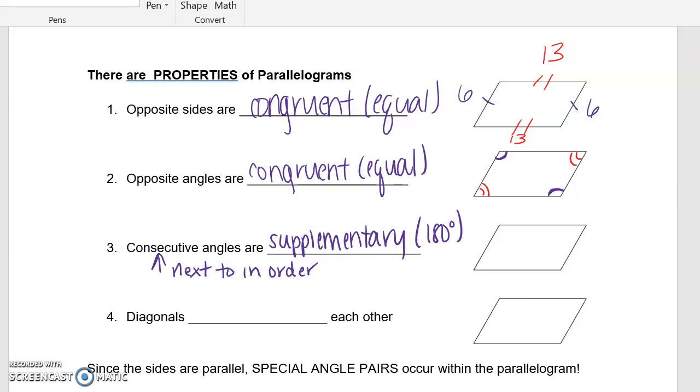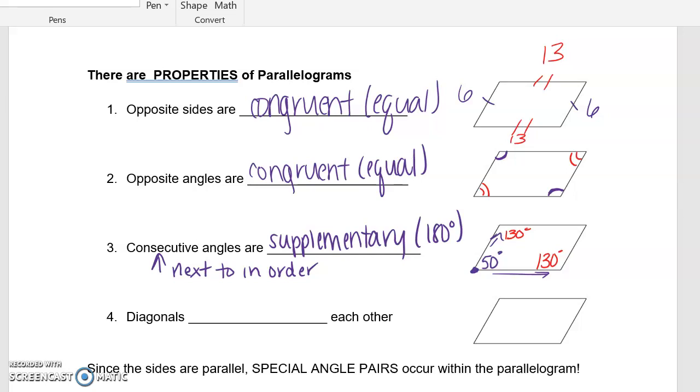So, for example, if I have this bottom left angle here, if I tell you that's 50 degrees, the consecutive angle would be this angle to the right or the angle above it, right? If I were going around the shape in order, the consecutive angles are right next to each other. So if they are supplementary, that means they have to add up to 180. So what plus 50 would give me 180? That would be 130. So the consecutive angles are supplementary. They add up to 180.